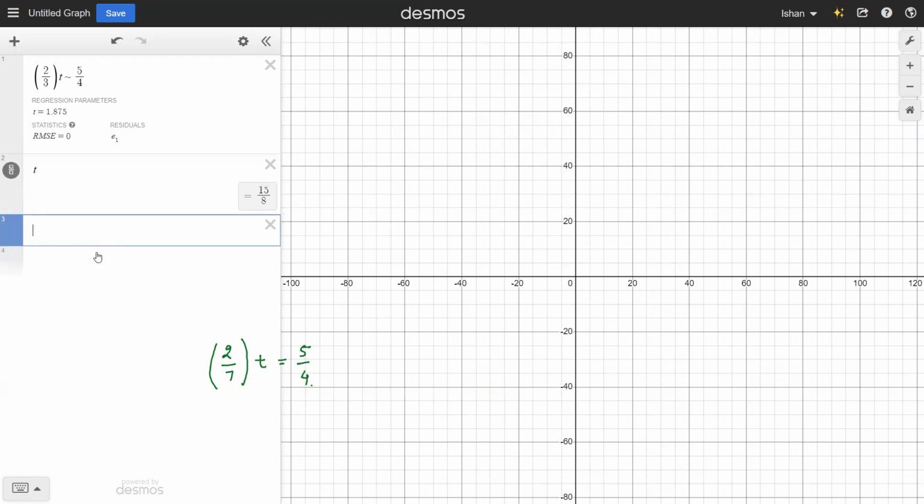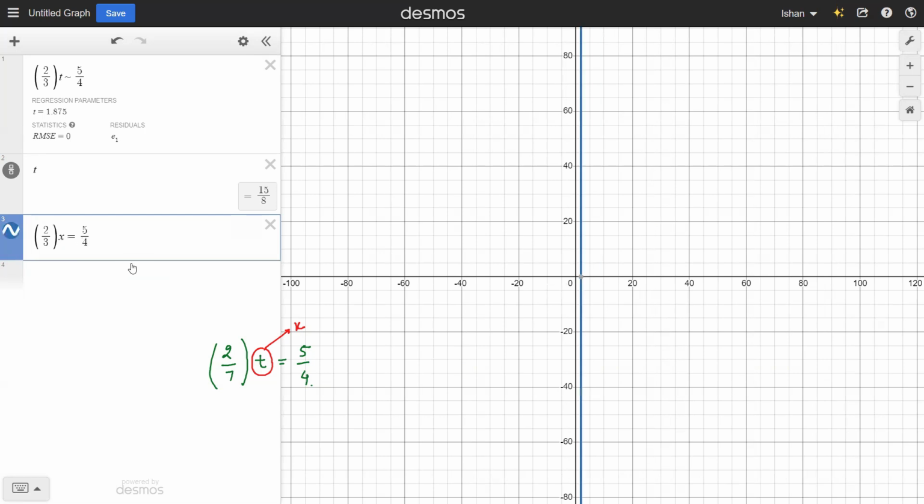The another way of solving this equation is by using equals to sign, or by using graphing variables. In that particular form, what you need to do, just convert this variable t to x. So I'll write 2 by 3 x is equivalent to 5 by 4. You will see the line is being plotted, that is 1.875. In this particular situation, you can again write the value, that is 1.875, and click over here to find that fraction value again.